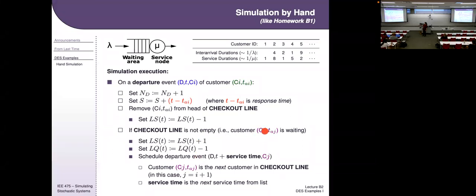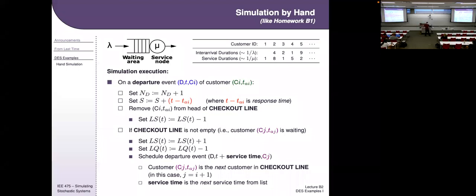So we look at this new CJ, this new customer J's service time, we add it to the current time, and that's when CJ is going to be leaving. So we schedule that in the FEL. And so this customer is the next one in the checkout line, and then the service time is the next service time from the list. That's what I'm just saying there. And that's all we have to do on the departure event. We don't have to schedule another arrival because we only do that when we process arrival events. So that's the whole logic for the departure event.